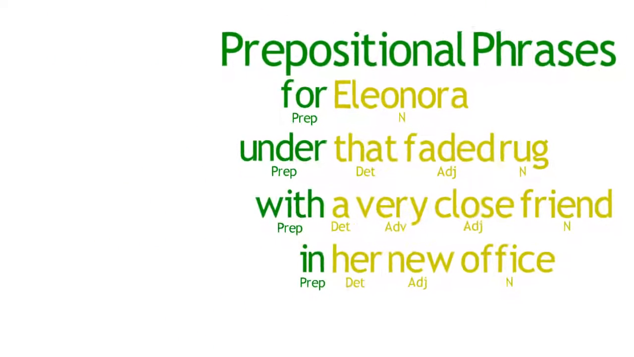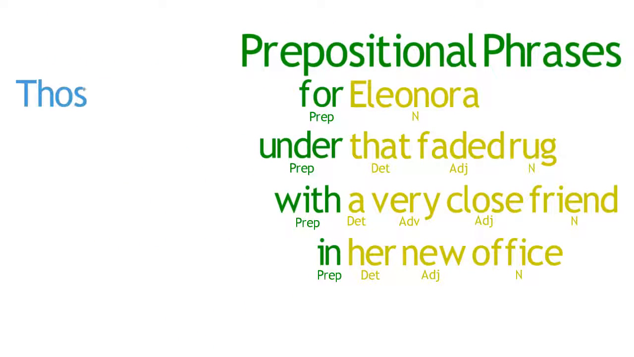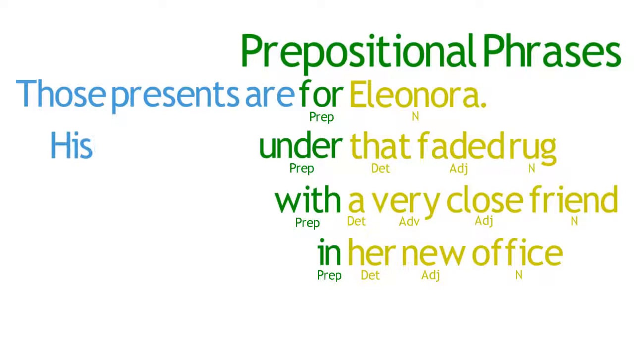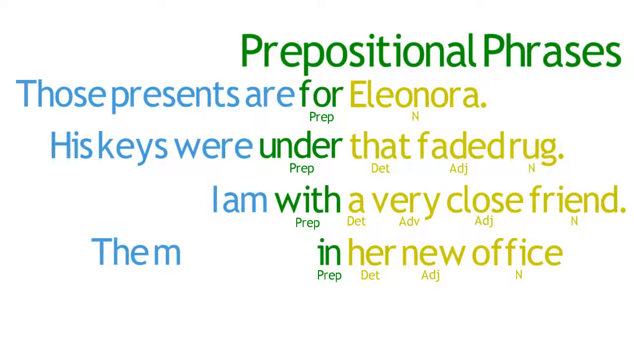One of the most common ways to use a prepositional phrase in a sentence is as the subject complement, as these 4 examples illustrate. Note that in each of these cases, the sentence is built by connecting a subject and a linking verb with a prepositional phrase.